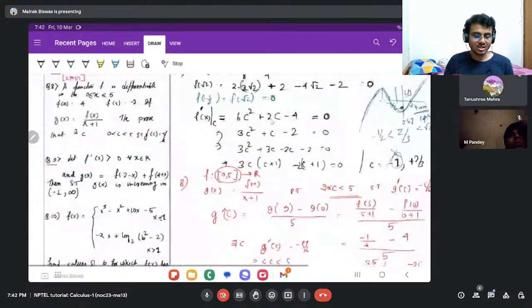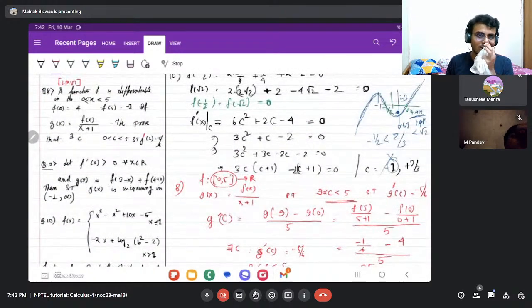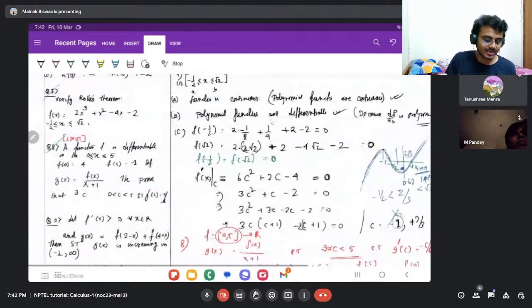As soon as you see this, you have to understand it's a mean value theorem function. Between 0 and 5 is there. The question is a straightforward mean value theorem question. Understood? How did I solve this? If you do not understand a step, you just ask.